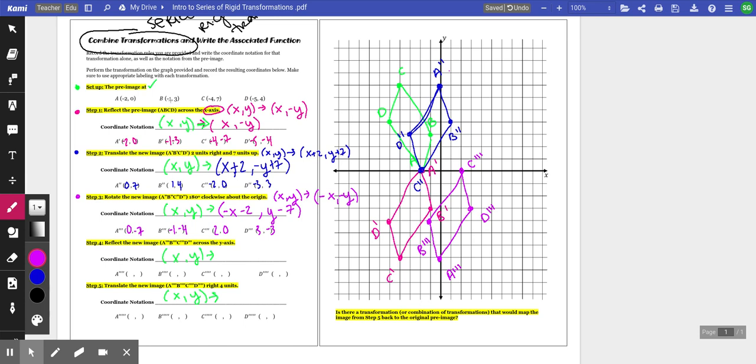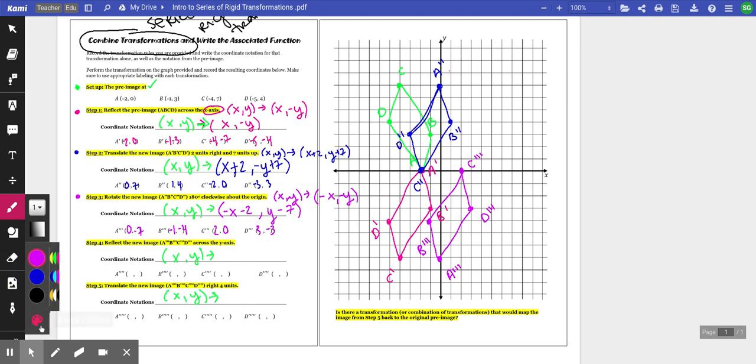Let's try B triple prime. They've all got to work. So negative 1, that's just 1. Minus 2 is negative 1. Perfect. What about the Y coordinate? 3. 3 minus 7 is negative 4, right? And so I could check the rest of them, and it's a rule that works for every single point.